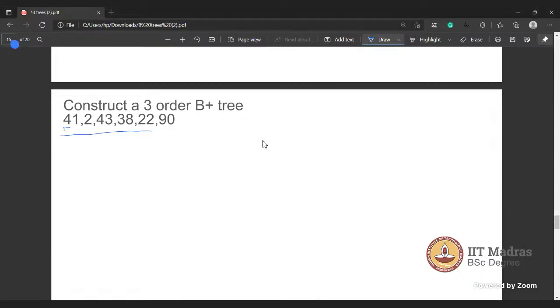So 41 will be our root node. Then we will take 2. Order 3 means the maximum number of block pointers can be 3 and the maximum number of keys will be 2. So 2 will be on the left side of 41. Now we have to insert 43. 43 is greater than 41, so it will go on the right side, but we cannot, so we have to split it.